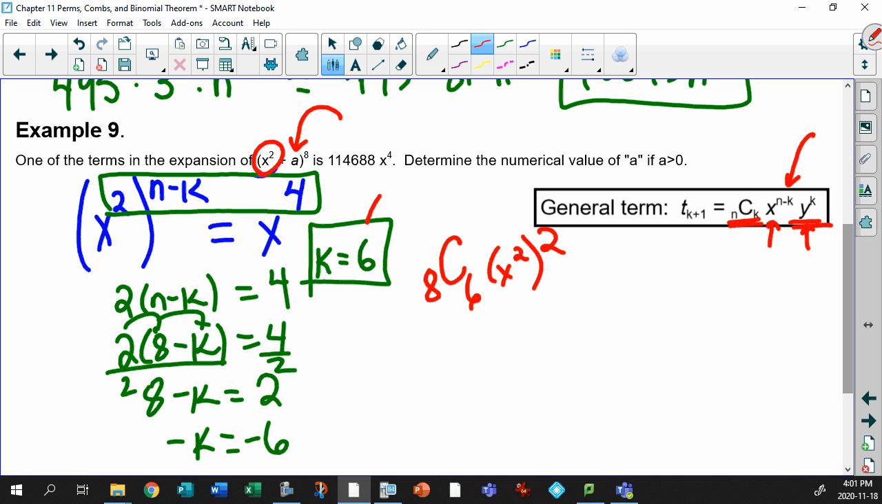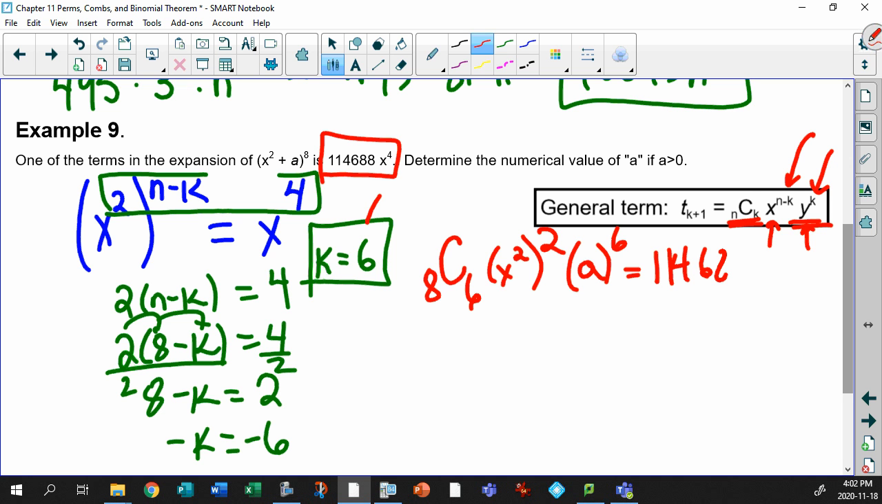Now, look at this. I've got a y value, which I know my y value, according to this mess over here, is the a that I'm looking for. That's going to be a to whatever the k value is. The k value is 6. All of this is going to equal, oh my goodness, this looks horrible. 114,688x to the 4, right? Whew. Okay, it's not that bad. Start throwing in the numbers. 8 choose 6 is 28.